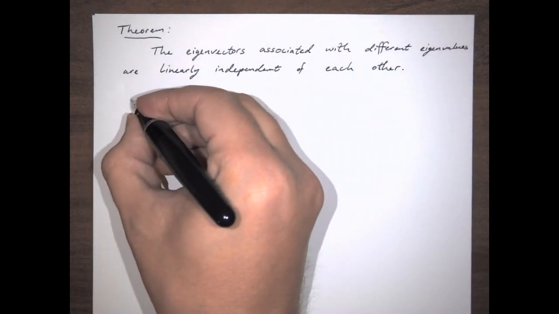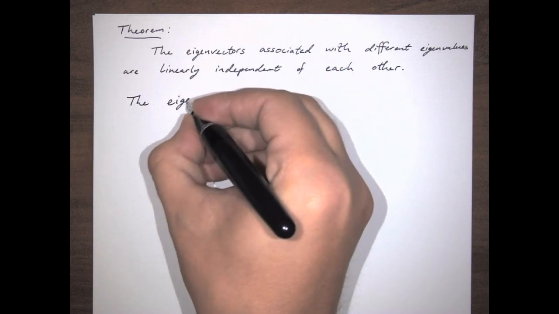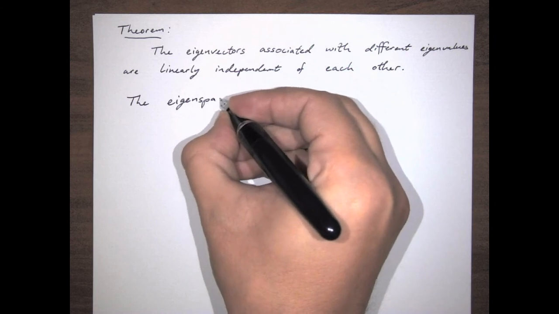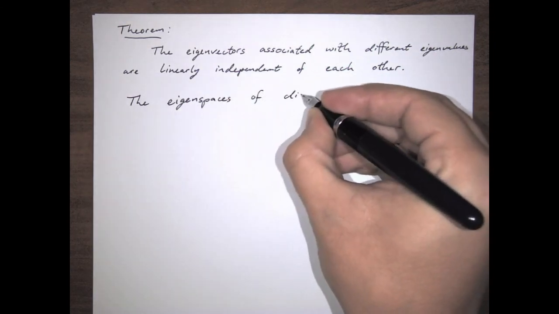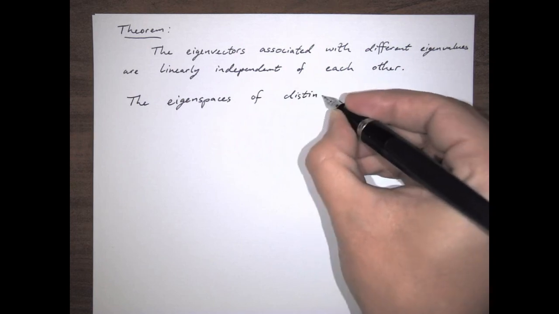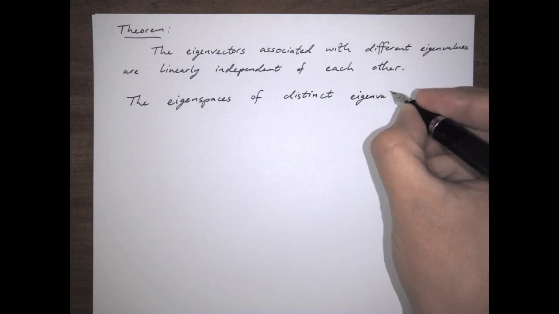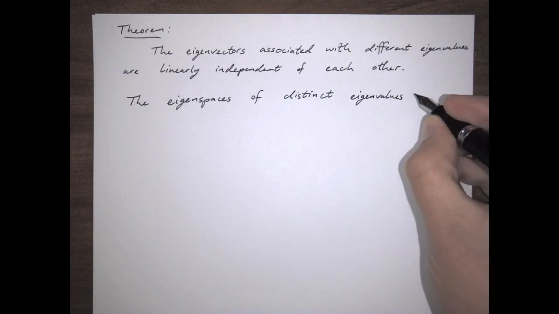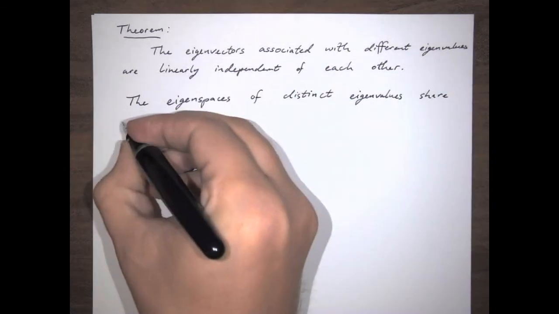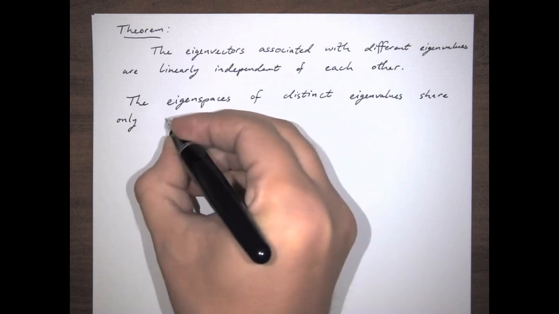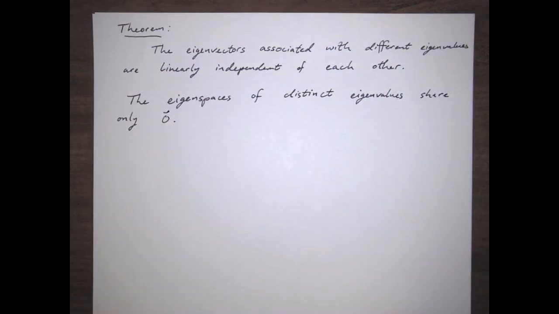So this means the eigenspaces of distinct eigenvalues share only the zero vector. They have no other vectors in common.